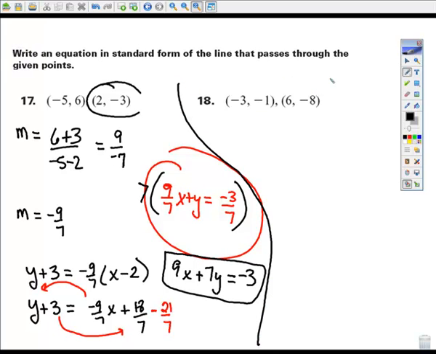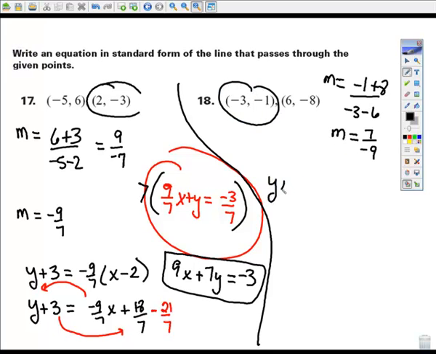Let's try this one. So my slope is negative 1 plus 8 and negative 3 minus 6. So my slope is 7 over negative 9. Well, isn't that nice? They just kind of reversed it for us. So 7 over negative 9. I will go ahead and choose this point. So I have y plus 1 equals negative 7 ninths times x plus 3. So y plus 1 equals negative 7 ninths x minus 21 ninths.